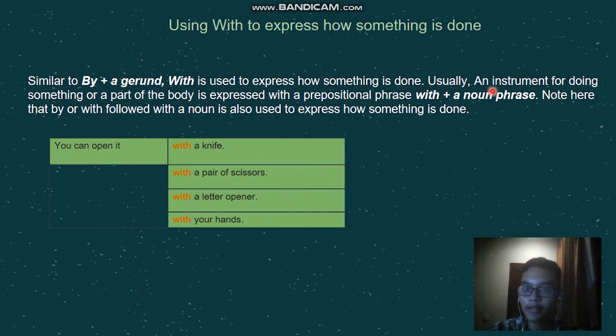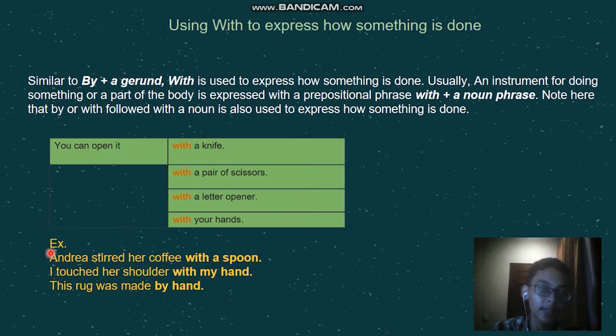These are noun phrases. And also note that by or with followed by a noun is used to express how something is done. And before, by is used to explain the means of transportation or communication. Other examples include: Andrea stirred her coffee with a spoon. And also, I touched her shoulder with my hand. And this rug was made by hand. But in this example, by plus the noun hand refers to the act which is done by a person or a human. In this sentence, this rug was made by a person, not a machine.